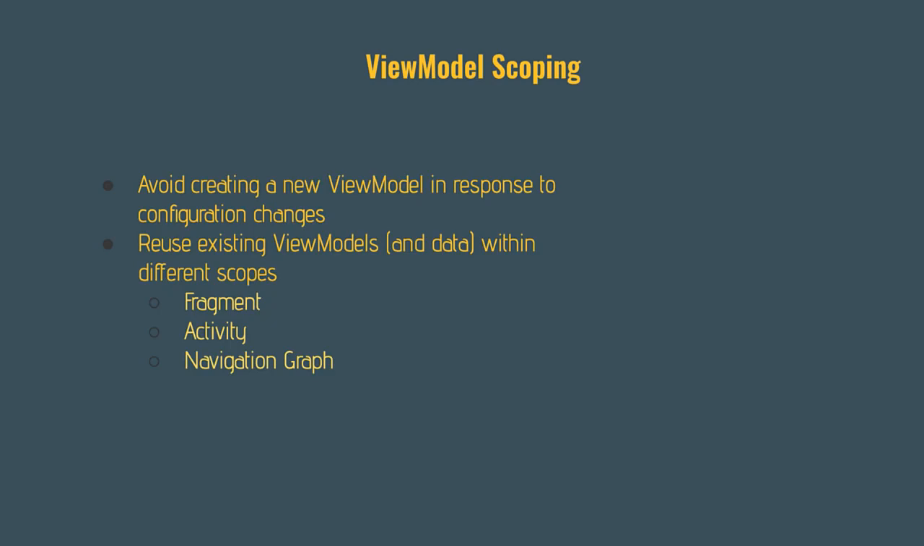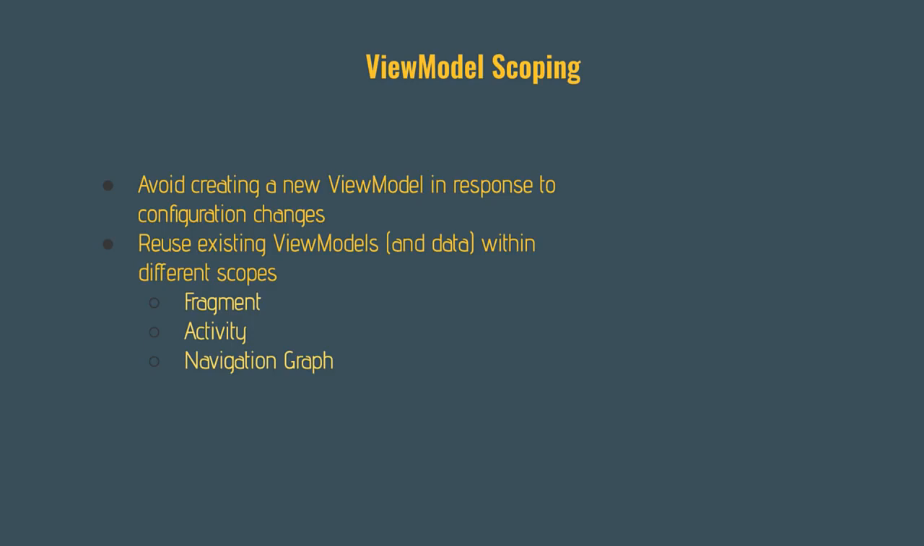And the reason we want to do this is that we want to avoid creating new view models and thereby loading additional data in response to things like configuration changes. Now, we haven't talked too much about configuration changes in this course, but a configuration change is something like a device rotation, for example, where you're going from portrait mode to landscape mode, or maybe vice versa. Because this might require a new layout to be loaded, we get a configuration change.